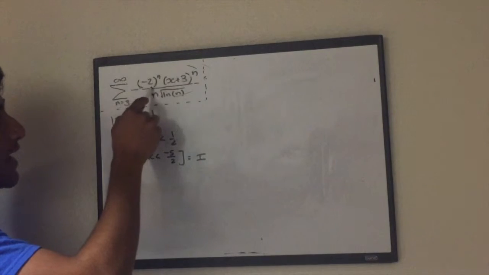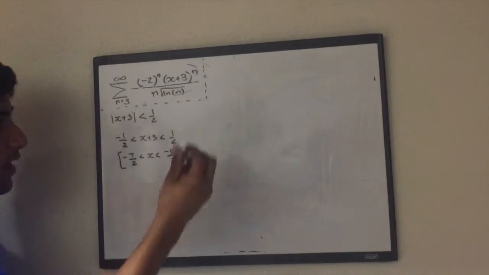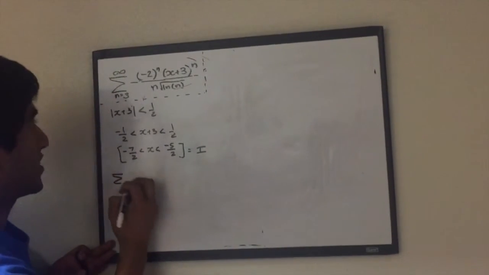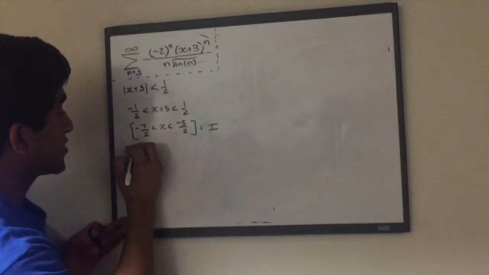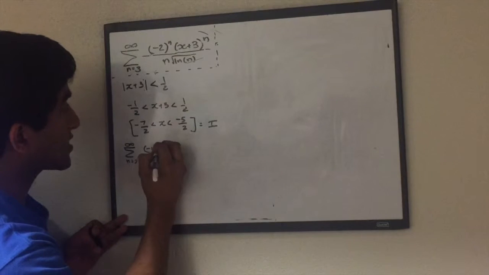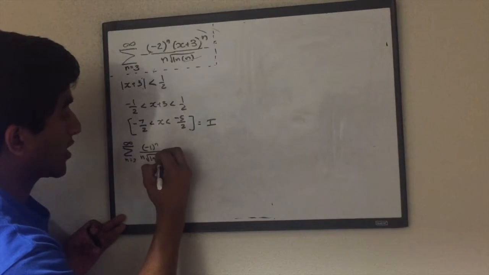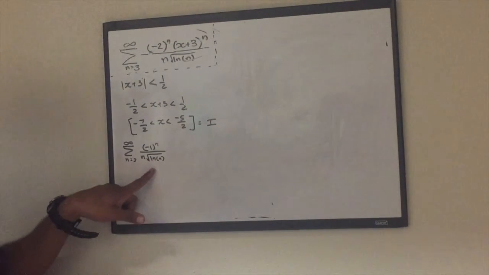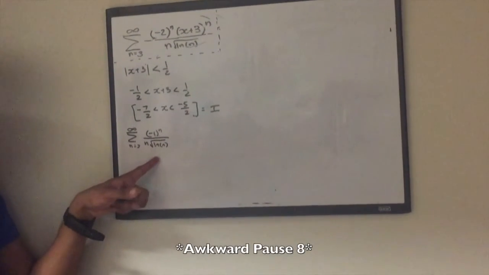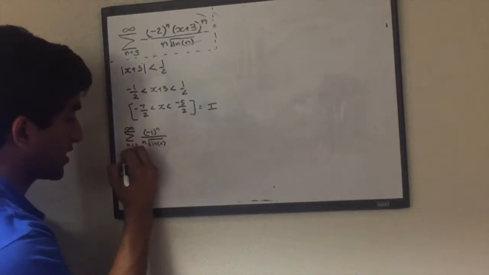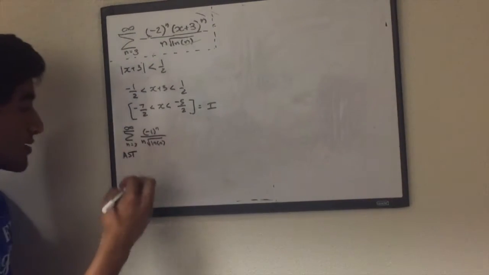And then we multiply that by -2, and we get -1. And so our sum will be the sum from n equals 3 to infinity of (-1)^n over n times the square root of the natural log of n. So to find this sum, we first use the AST, the alternating series test.